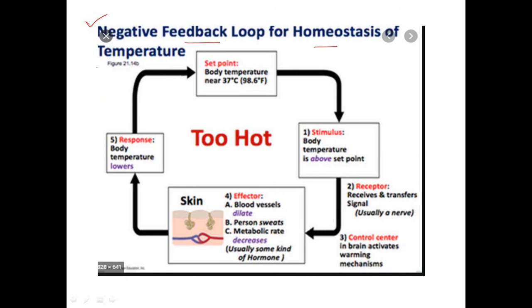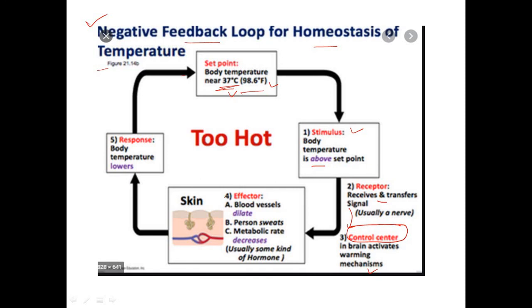Feedback loop for homeostasis of temperature, I already told it. Set point, the body's temperature is 37 degrees Celsius, or 98.6 degrees Fahrenheit. Okay. When it deviates, the stimulus is that body temperature is above the set point. That means it will be above 37 degrees Celsius. Then what happens? The receptor receives and transfers the signal to the control center. Here, the brain activates the warming mechanism. This is called vasodilation.